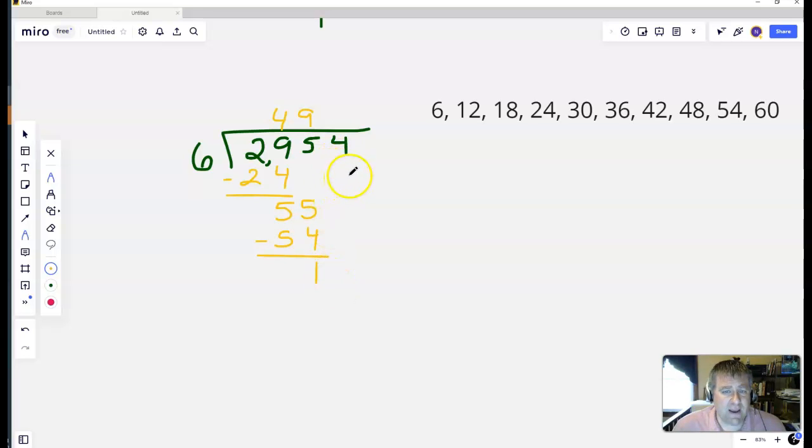This 4, if I had zeros here, would have just kind of continued falling down. So let's just bring it down. Now I'm focused just on the 14. 6 into 14. 1, 2, oops, too big, 2 times. That gets me to 12. I subtract and see that I have 2 left over.